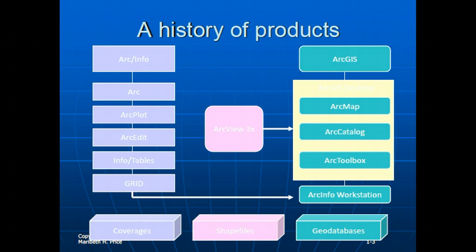Esri's products have evolved over time. In the beginning, ArcInfo was designed to produce coverages. This is a data model that stores vector data with both spatial information for the location and attribute information, which is descriptive data for each geographic feature.